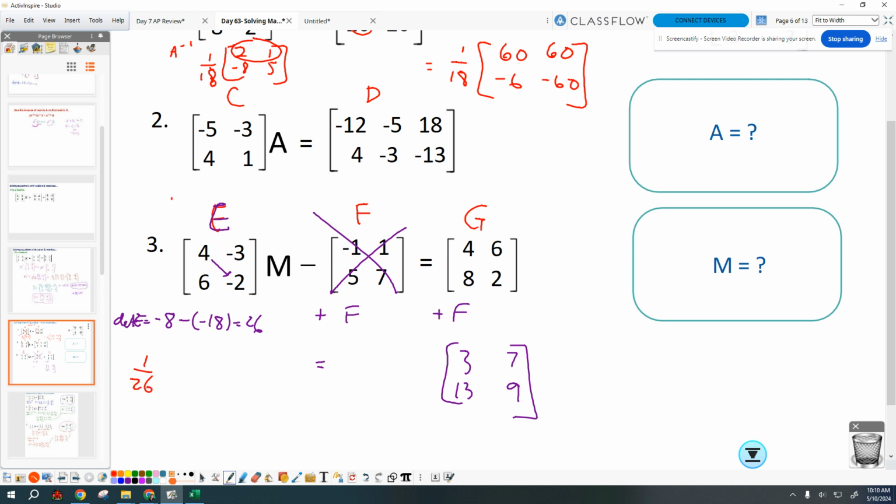Well, the determinant is 26, but to get the inverse, you're right. So you get negative 2, 3, negative 6, negative 3, and then you multiply that over there on the left side.